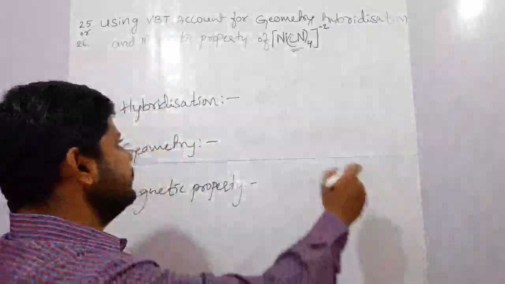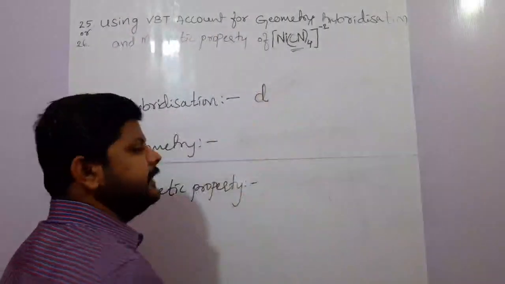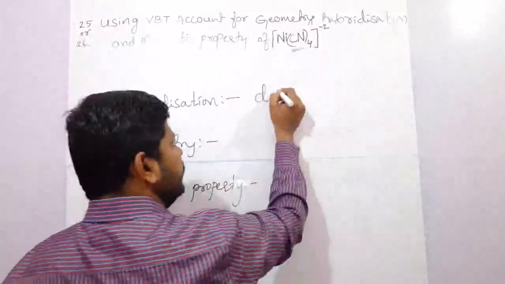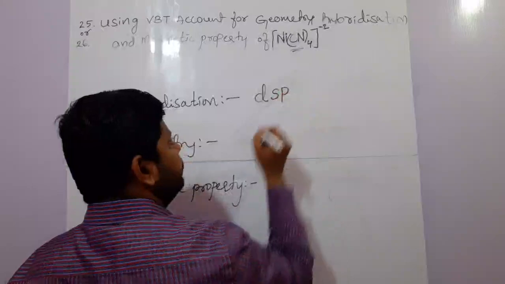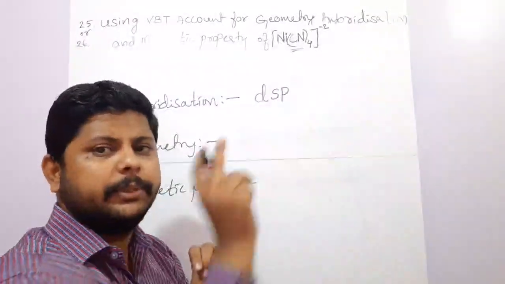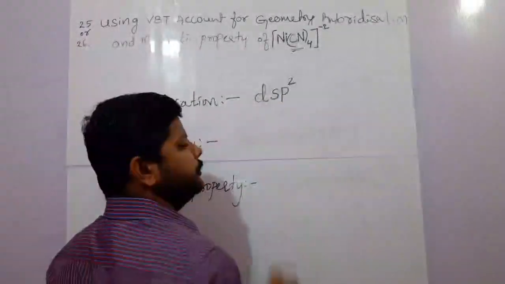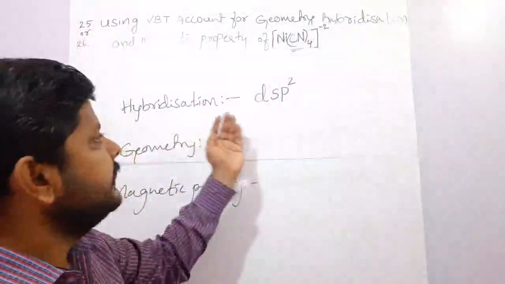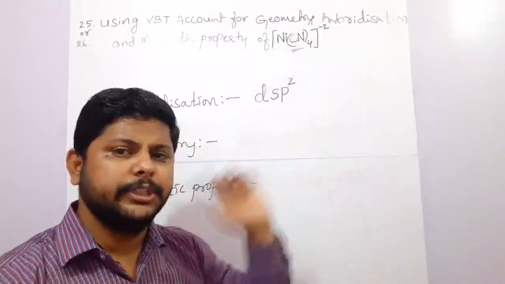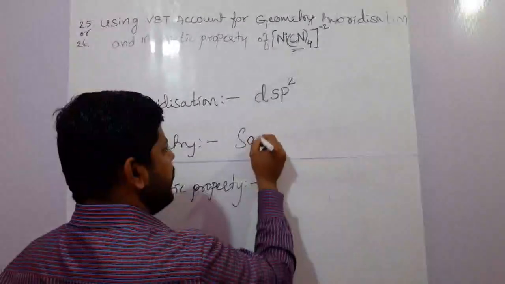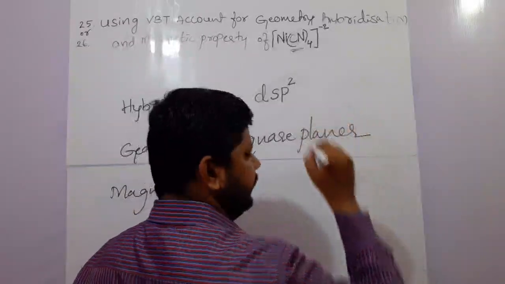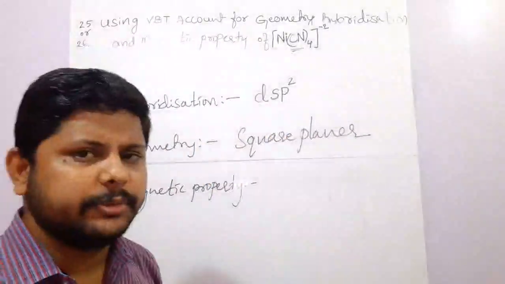So hybridization starts from D for this complex. Only one D, not 2D like before. One D and 1 S, and the remaining will be P. 1 D, 1 S, then the remaining 2. So dsp2 hybridization. It's a very simple dsp2 hybridization, and whenever the hybridization is dsp2, the geometry will be square planar. For this, you will get 1 mark.